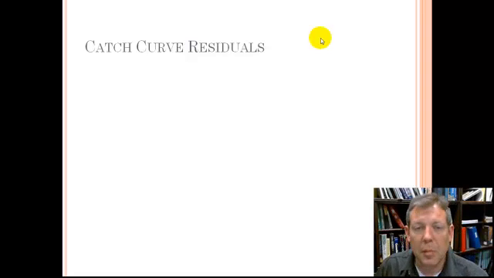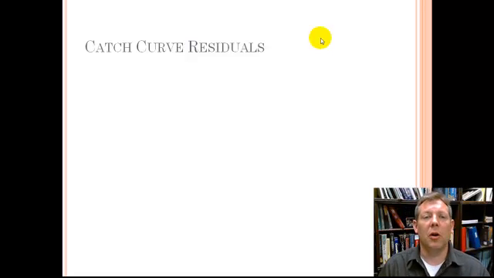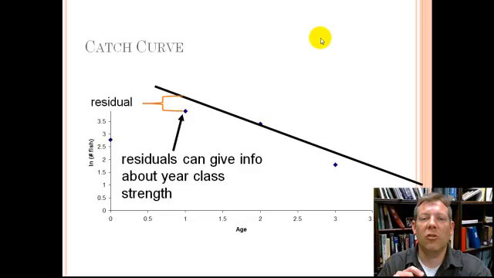A couple of sub-ideas that are kind of neat that we can use here is something called the catch curve residuals. You'll remember the catch curve is when we take and plot the log transformed number of fish versus age. We get a nice straight line. That's how we get our total mortality. But we can get more information from that catch curve.